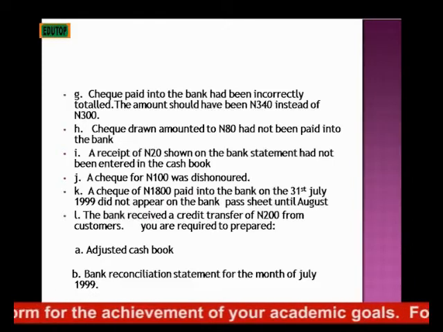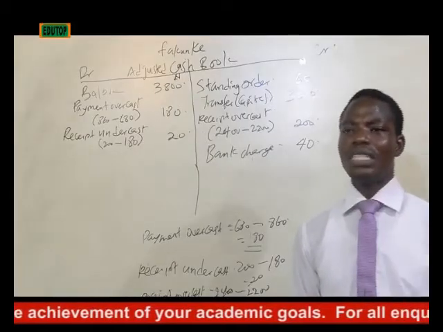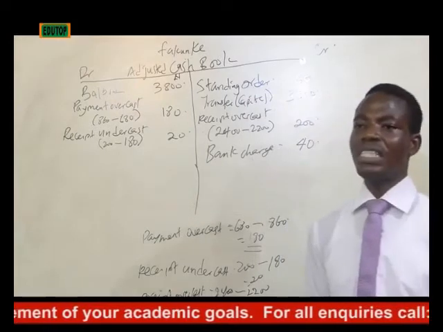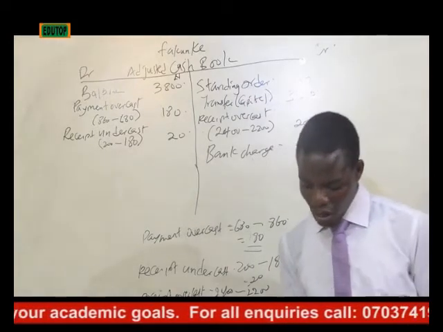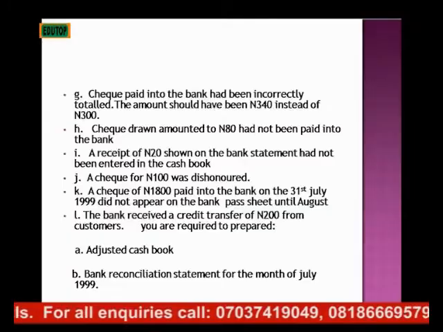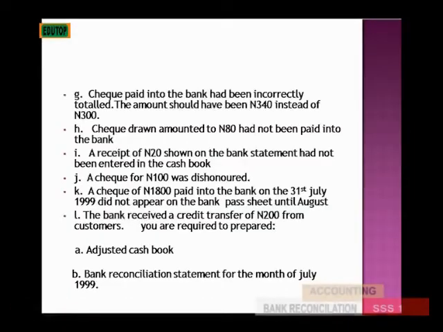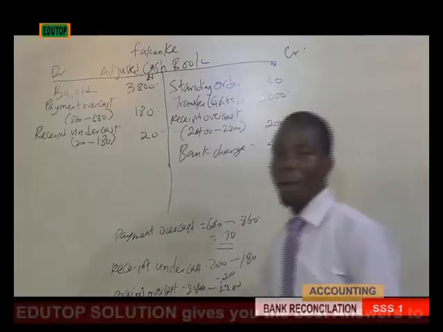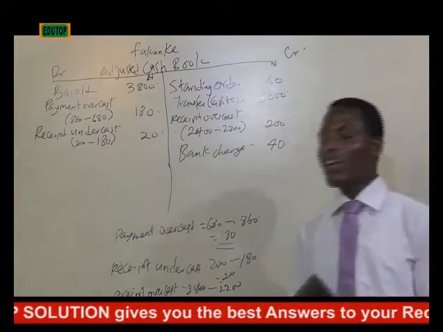Now, they said instead of the amount should have been 340 instead of 300. Now, question A said a check paid into the bank had been incorrectly totaled. This is what we call bank error. It has been incorrectly totaled.